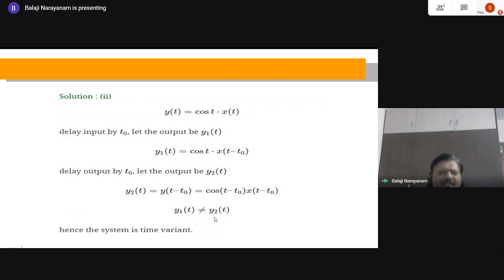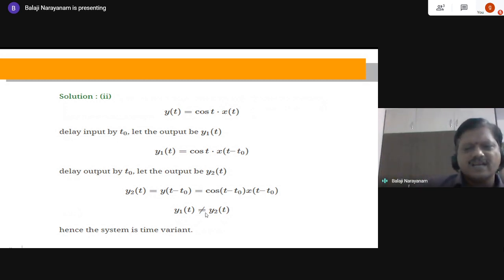Now let us take the second problem of identifying whether the given system is time variant or time invariant. y of t is equal to cos of t, x of t. Now delay the input signal by a factor of t naught. So cos of t, x of t gets delayed by a factor of t naught. So we did that and we got y1 of t. Now delay the output signal by a factor of t naught. So y2 of t is equal to y of t minus t naught, and hence wherever t is there, you have to replace it with t minus t naught.